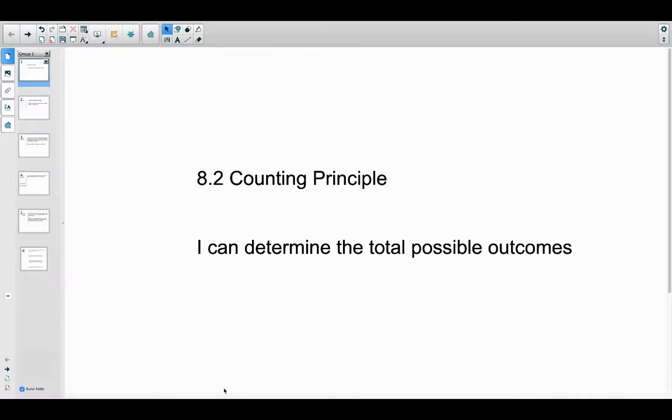Hi everyone, today we're going to be talking about the counting principle. So if you want to write on the next clean page in your notebook, 8.2 counting principle, and we're going to determine the total possible outcomes.